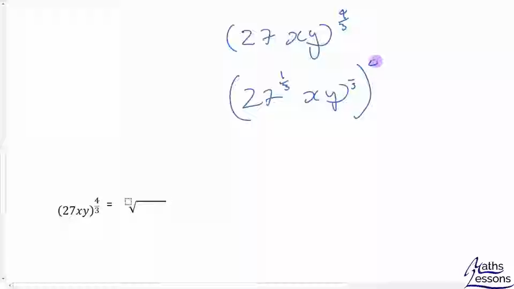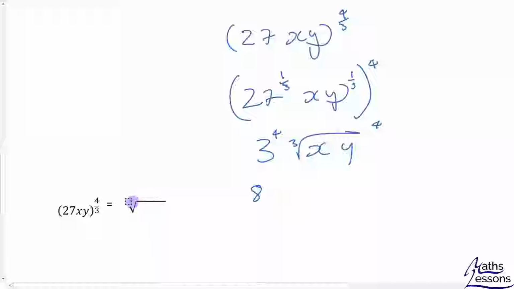Now, the reason why I've done that is 27 to the power of 1/3 is the cube root of 27, which is 3. I've still got xy to the 1/3, so I've still got the cube root of xy. So I could have xy cube rooted all to the power of 4, and then the 3 to the power of 4. And 3 to the power of 4 would give me 81 on the outside.